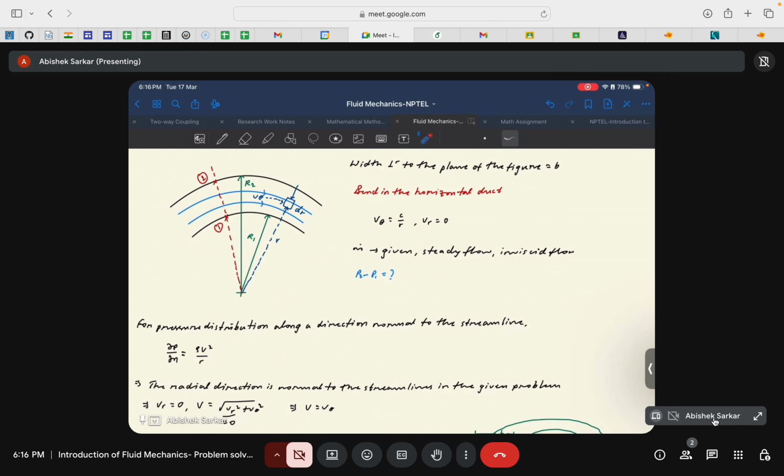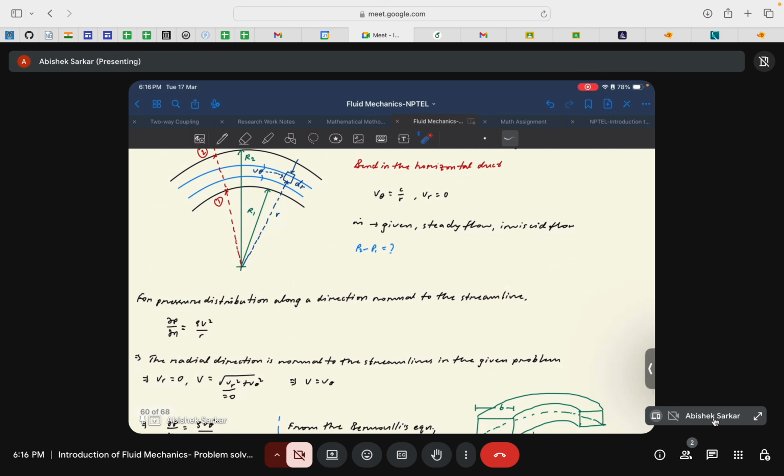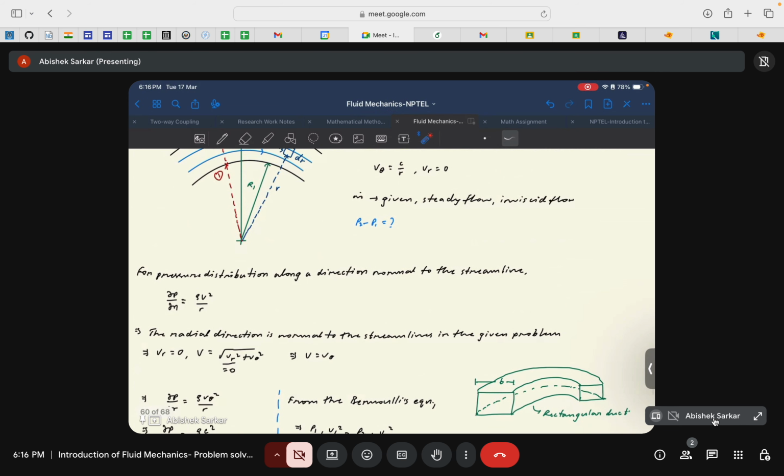Okay, so we need to find P2 minus P1 from this diagram. The pressure distribution along the direction normal to the streamline can be found using this equation. Consider that the body force is 0, so the body force term is disregarded. Now we have to find the velocity v. The v squared is the sum of the squares of the velocity components, in this case v theta square and vr square. Since the radial component of velocity vr is equal to 0, we have v equal to v theta.